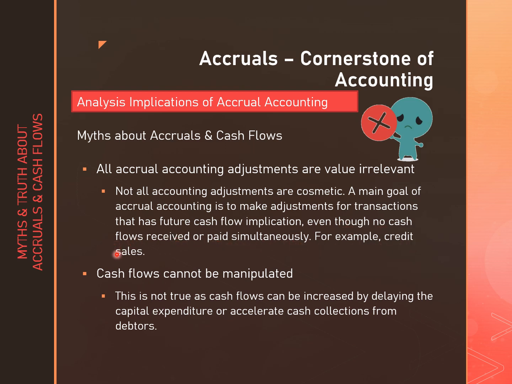For example, credit sales. Among the accrual accounting adjustments is credit sales. You must do this because you want to show the true performance of the company. If you do not include credit sales, it seems as if the company is not performing. Next is that cash flow cannot be manipulated.